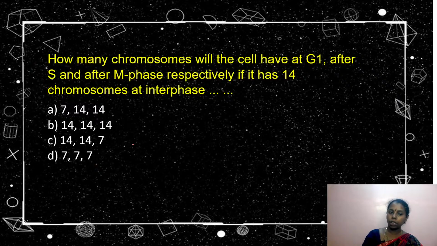Now, next question. A little logical question, application question and skill question also. You have to think and answer. How many chromosomes will the cell have at G1, after S and after M phase respectively if it has 14 chromosomes in interphase? So after the cell cycle it has 14 chromosomes; what will be the number of chromosomes at G1, S as well as M phase?